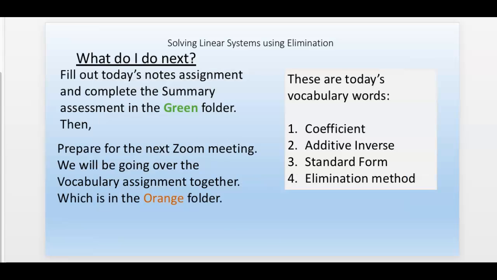Okay, right now, please fill out the notes assignment and the summary. I'm sorry, the summary is the thing you need to know for the steps. All right, they're in the green folder. The vocabulary words, the 4 words are listed right there for you. And prepare for the Zoom meeting, guys. We'll go over the vocabulary together in the Zoom meeting. And we'll make sure that you got the summary done correctly.